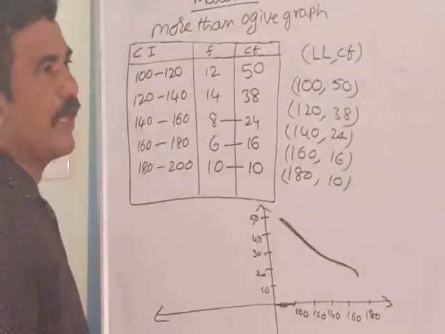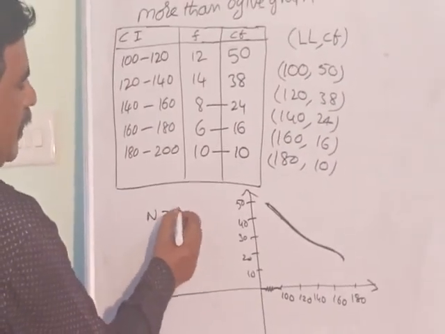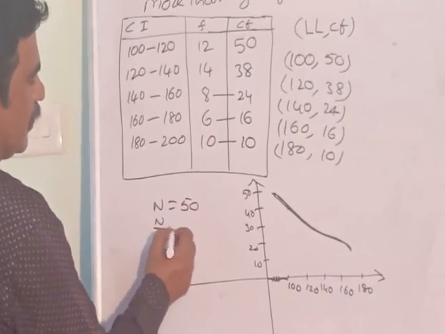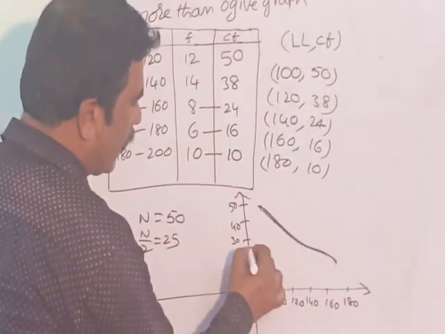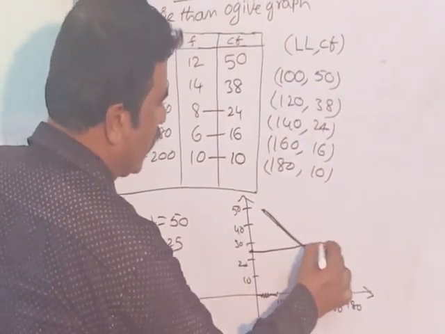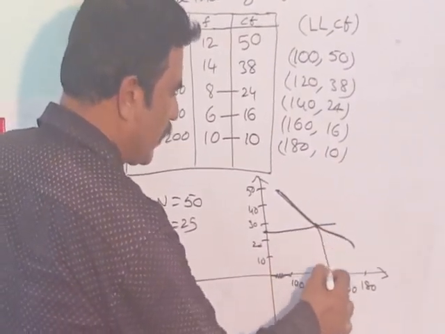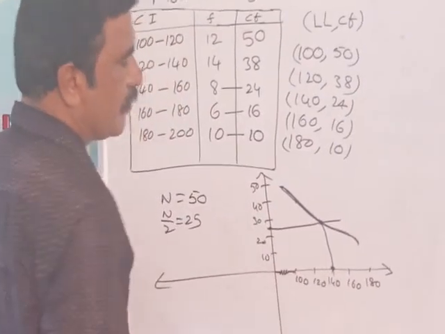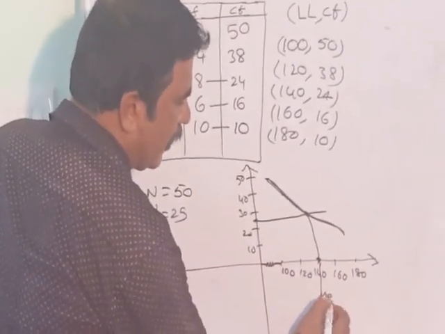From this graph also we can find the median. Find the N value, which is 50 here already. N by 2 is 25. Same way, at 25 mark a point, draw a horizontal line. Where it cuts the graph, draw a vertical line. Where it cuts the x-axis, that is the median.